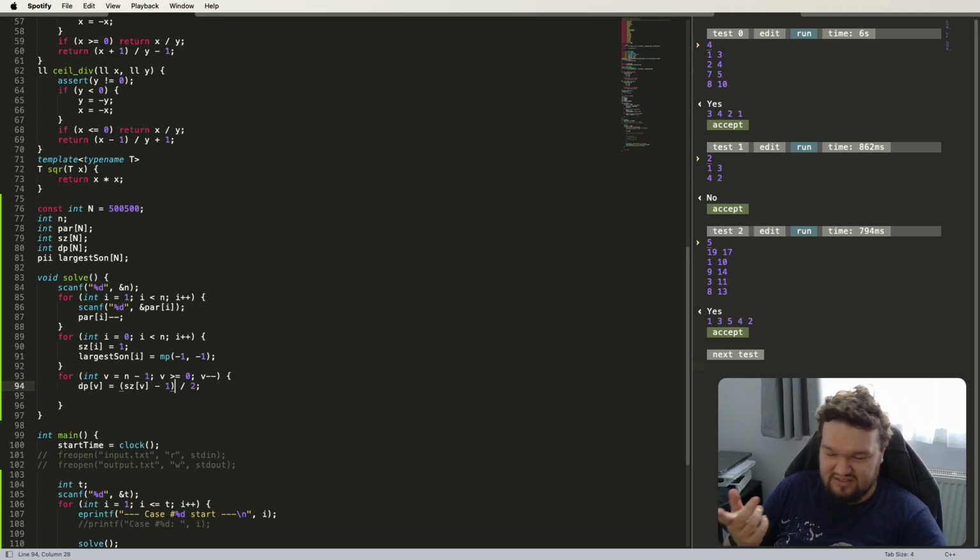Actually, size will be with that vertex included, so the number of vertices below it is size - 1, and that I need to divide by 2, rounded down. That's the maximum value I can achieve. Maybe it is actually small.